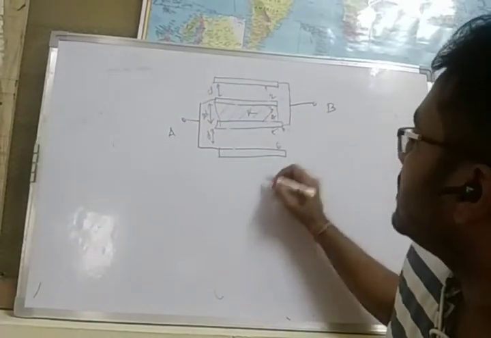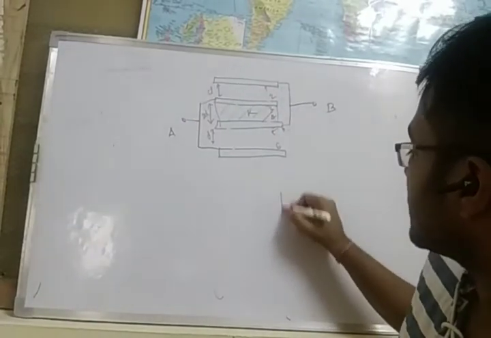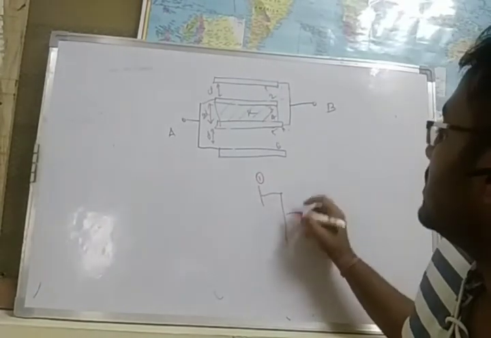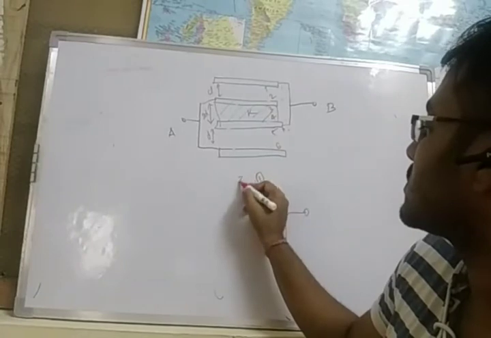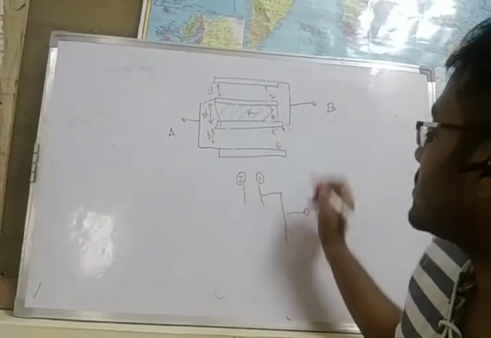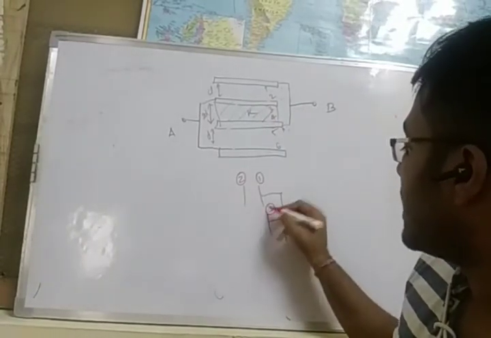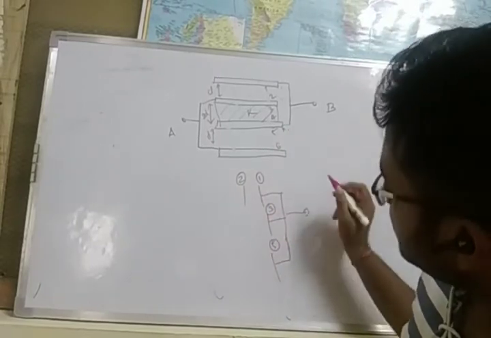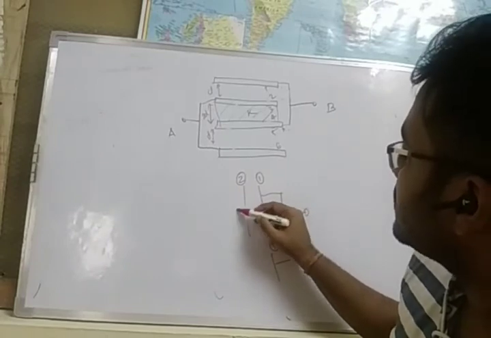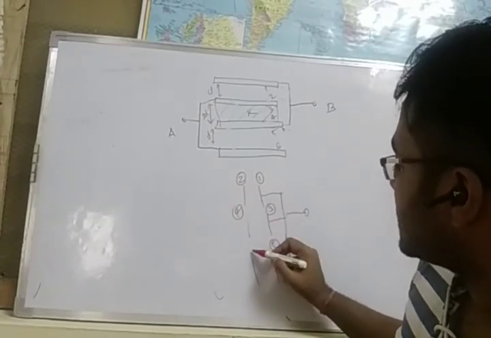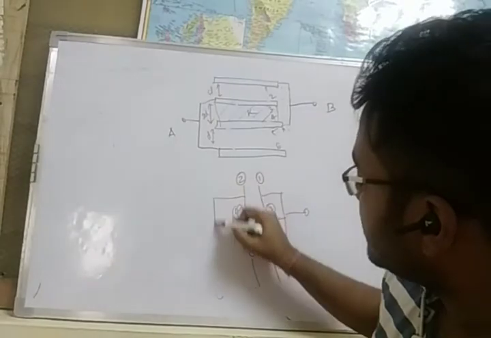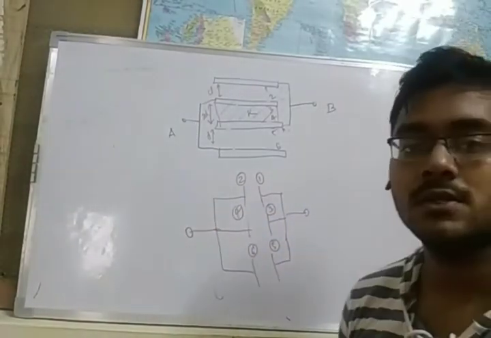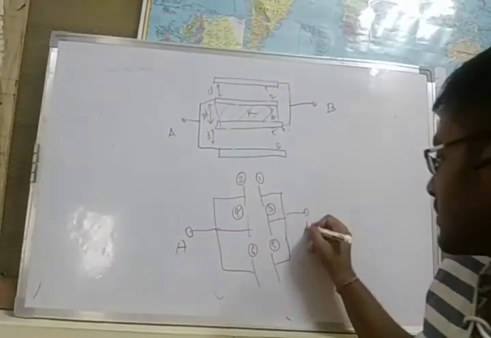Now, let's draw the plate 1. It is connected to B. This is 1. Opposite to 1 is 2. Also 3 is connected to B, and 5 is also connected to B. Opposite to 3 is 4. Opposite to 5 is 6. So this is my configuration. This is A and this is B.